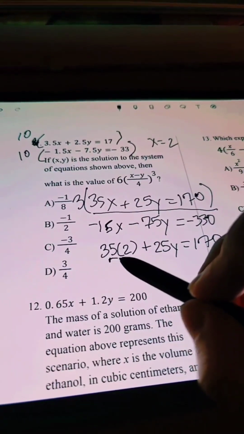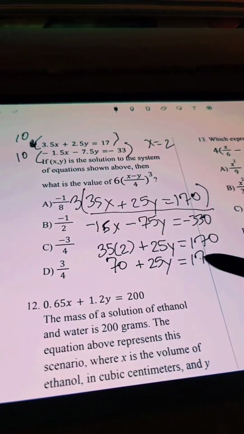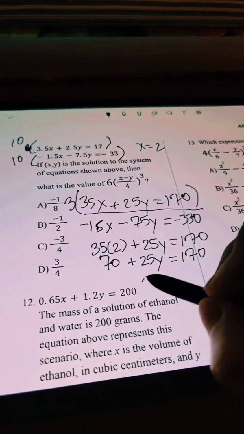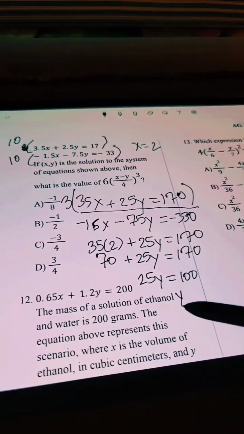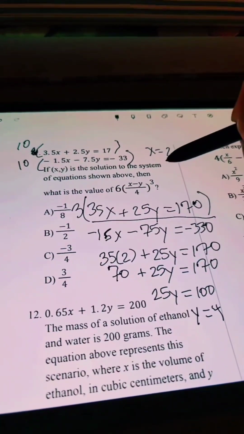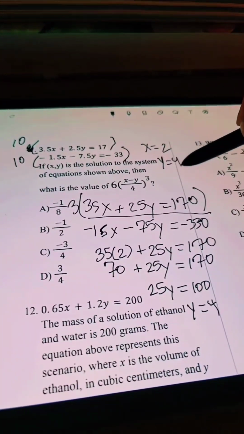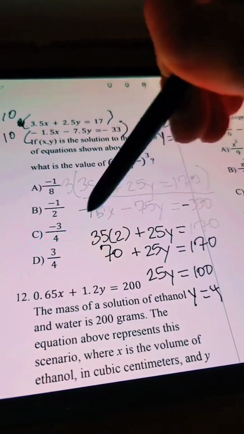So then we're going to do 70 plus 25y is equal to 170. I'm going to subtract 70 from each side, and we get 25y is equal to 100. Then I'm going to divide each side by 25, and that gives me y is equal to 4. So I know what x is, I know what y is, so now I can plug it in to find the value of this expression. So let's do that.